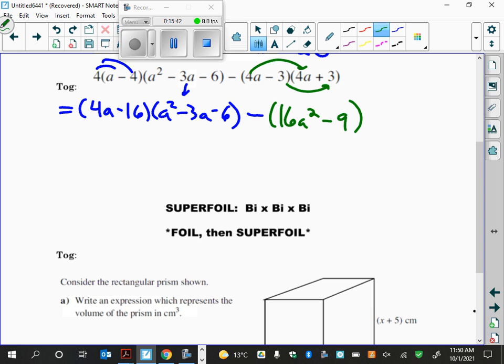And the reason why I want you to write that down is don't forget you have to distribute this subtraction sign into everything in the bracket, not just the first term. So go finish this one and see how you do.